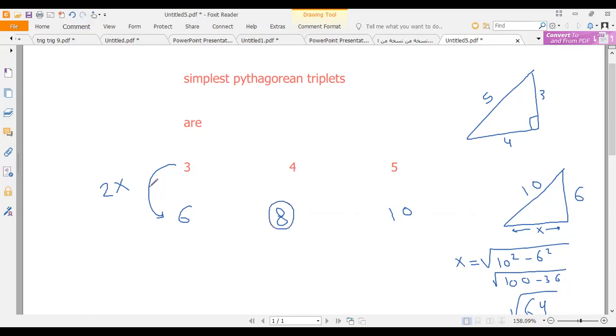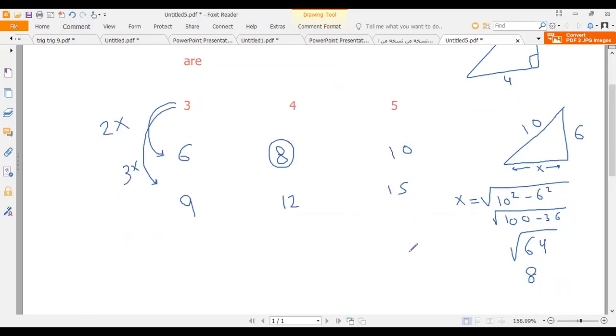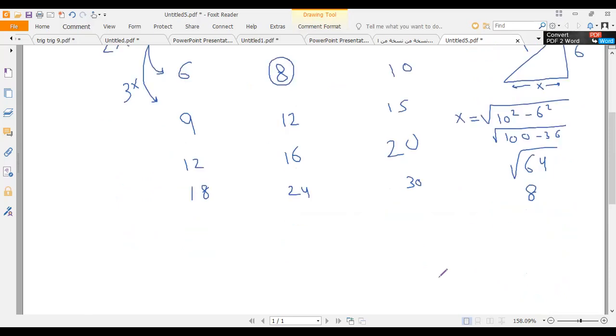Also, if you multiply all by 3, you will get 9, 12, and 15. So this is another ratio. If you multiply by 4, you will get 12, 16, and 20. If you multiply by 6 and so on... You understand, يا جماعة? If you multiply by 6, you get 18, 24, and 30.